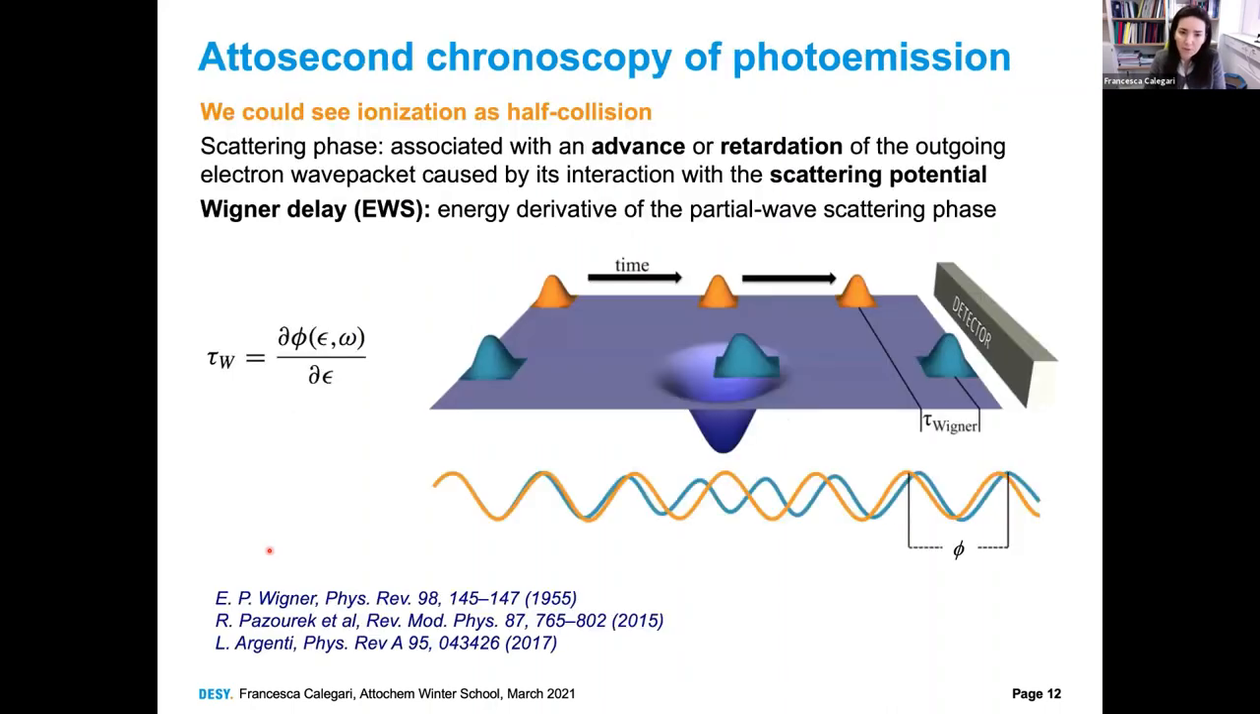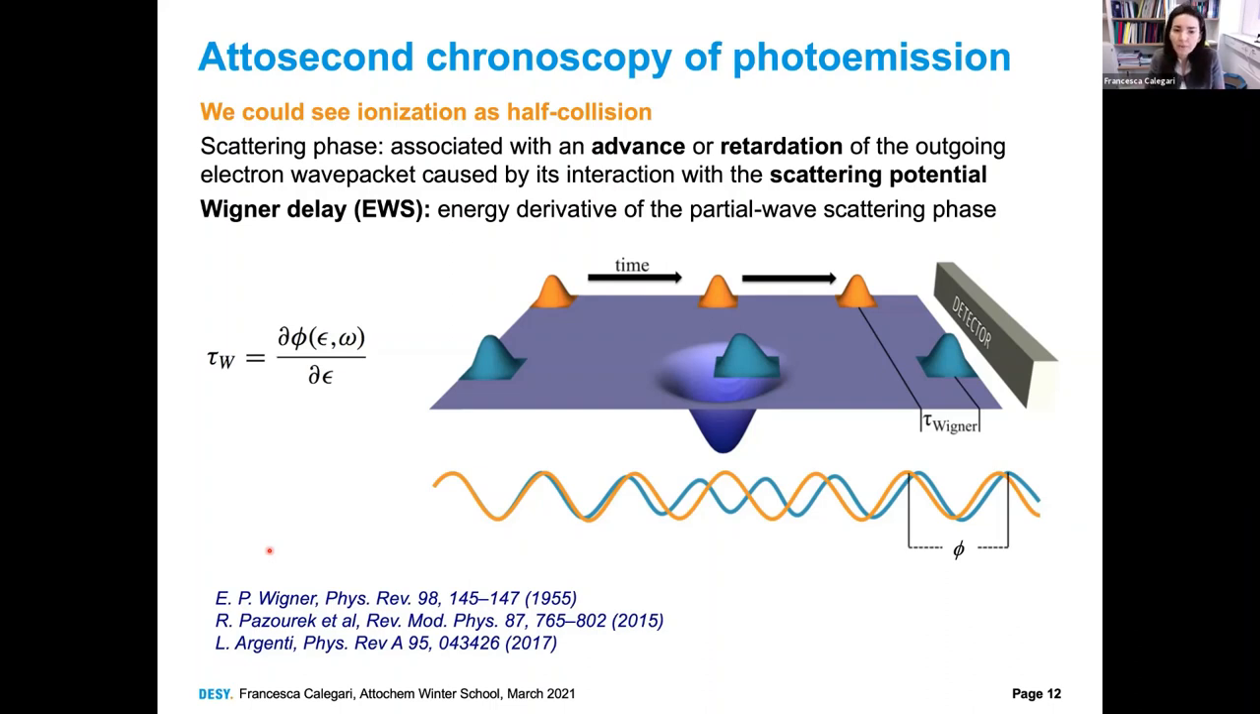So let's start from the photoemission delays. I entitled this the attosecond chronoscopy of photoemission. Before attosecond technology was available, there was a strong debate about how fast an electron is photoionized. Is photoionization instantaneous or not?